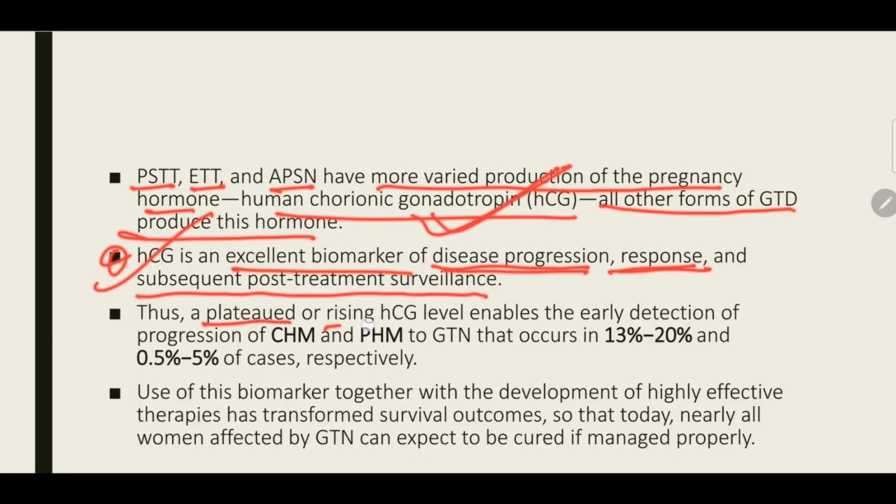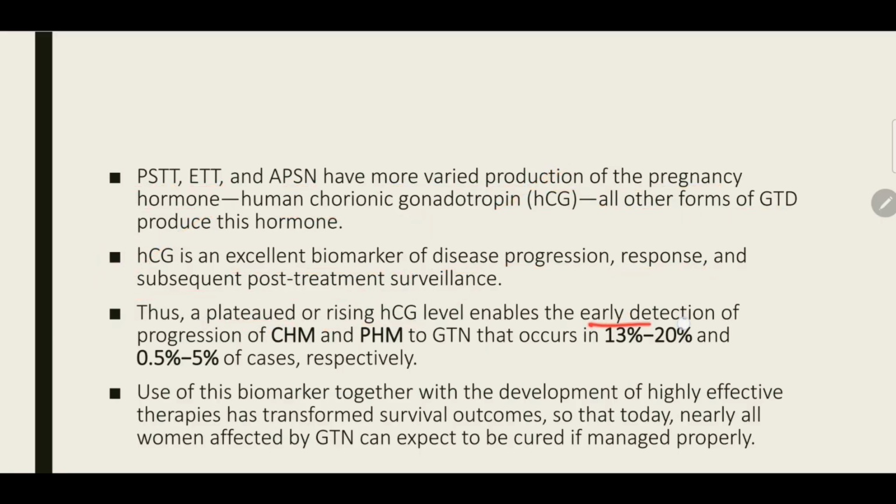Thus a plateaued or rising hCG level enables the early detection of progression of complete hydatidiform mole and partial hydatidiform mole to GTN. So the risk of GTN in complete hydatidiform mole is 13 to 20%, and in partial hydatidiform mole the risk is 0.5 to 5% of cases. Use of this biomarker, that is hCG, together with development of highly effective therapies has transformed clinical outcomes, so that today nearly all women affected by GTN can expect to be cured if managed properly.